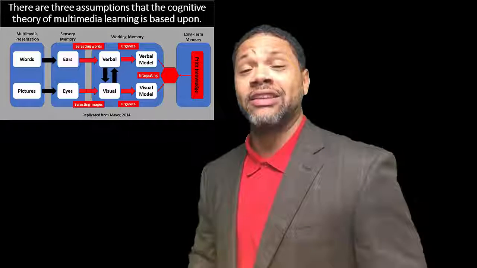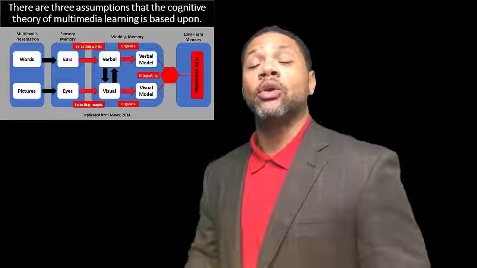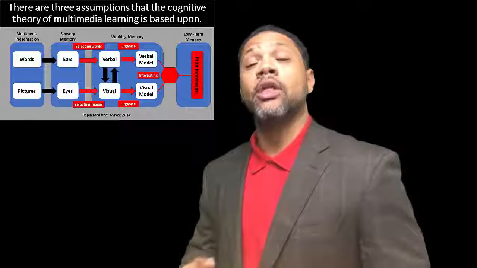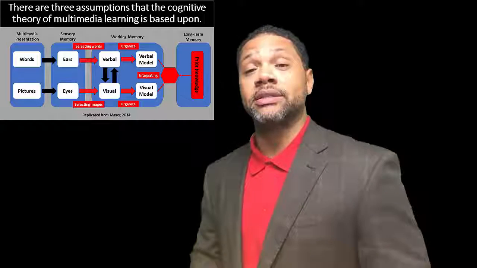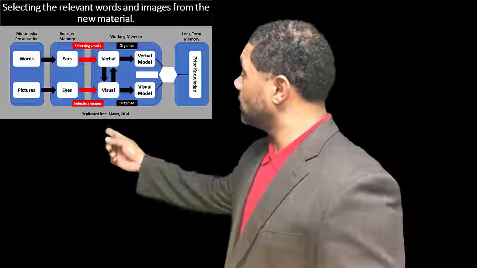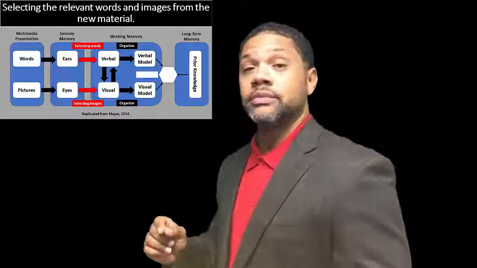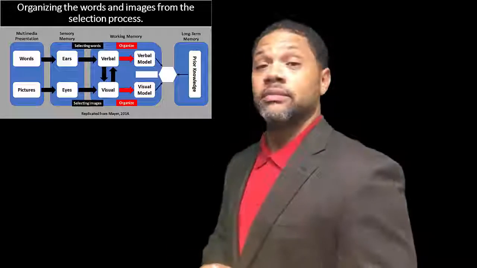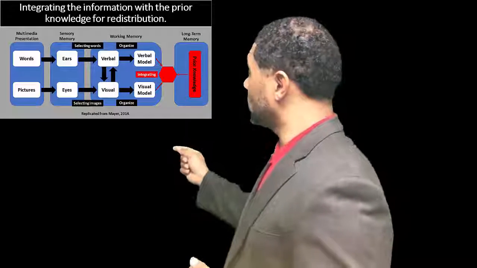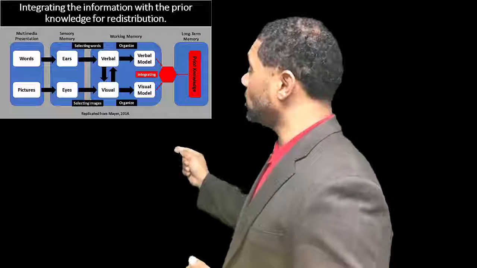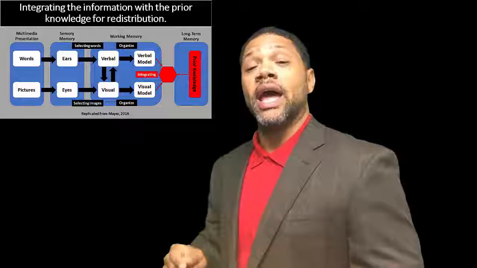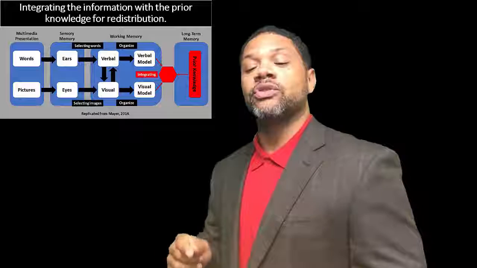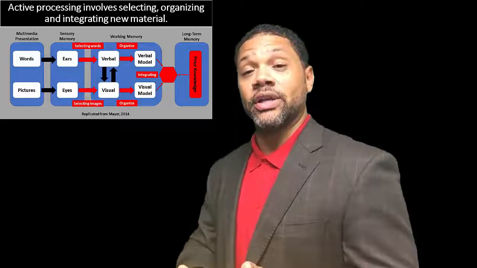And finally, we have the active processing assumption. This assumption denotes that in order for students to be actively engaged in their learning, 3 processes must take place within their minds. Number 1, they must select the relevant words and images from the material. 2, they must organize those relevant words and images from their selection. And 3, they must integrate that new information with their prior knowledge so that it can be redistributed as motivation and metacognition for the student to process the material they are learning. Therefore, active processing involves selecting, organizing, and integrating.